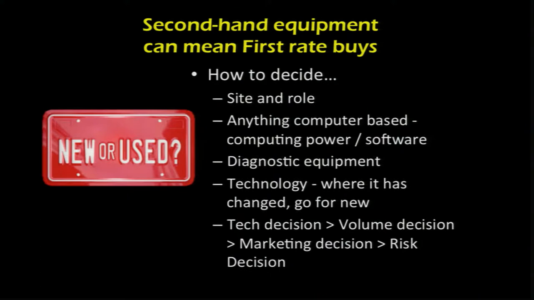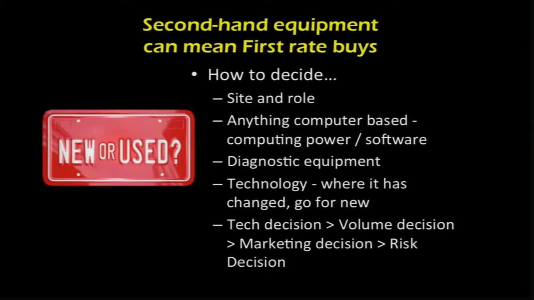because these do not degrade with time. Where the technology has changed, for example, between Stratus and Cirrus, time domain to spectral domain, you should always go for a higher end technology, because otherwise you would be forced to change very soon, and that is going to be an additional expenditure. So the way we take decisions when we are planning to go for a second hand equipment is that first take the technical decision, the technology decision, then comes the volume decision, how frequently you're going to use it and in how many patients.